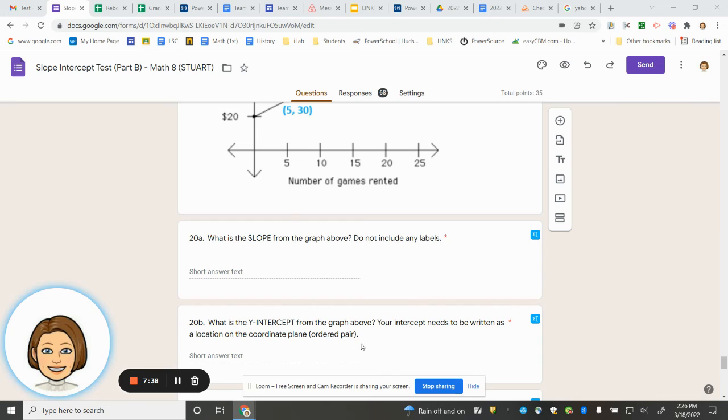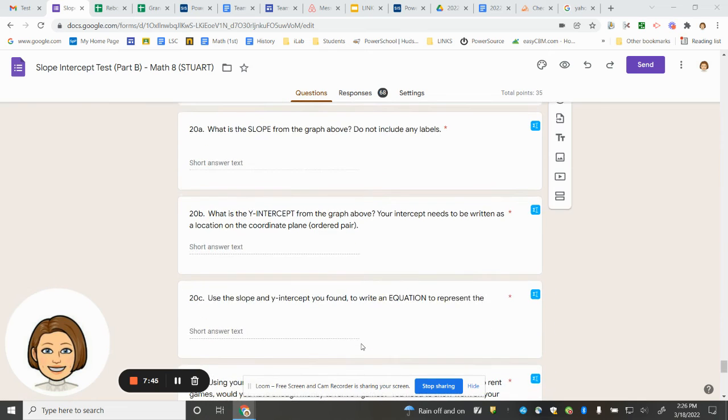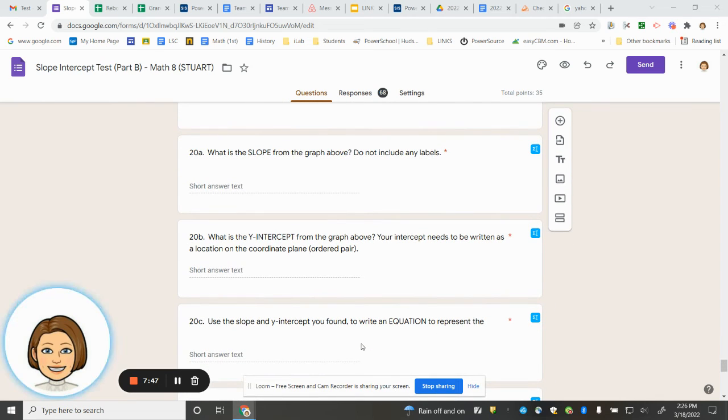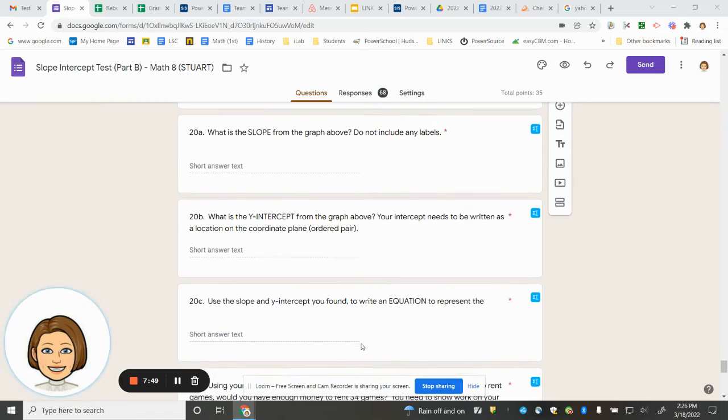20b, what is the y-intercept? Your intercept needs to be written as a location, in other words, as an ordered pair. Now that you have the slope and the y-intercept, write an equation.